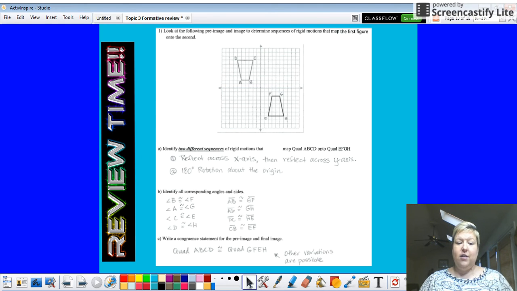For the final part of this question, you had to write your congruence statement. So for me, I wrote that quadrilateral ABCD is congruent to quadrilateral GFEH. Remember, there are other variations that you could write, as long as you made sure that the corresponding sides and the corresponding angles line up in the correct order.